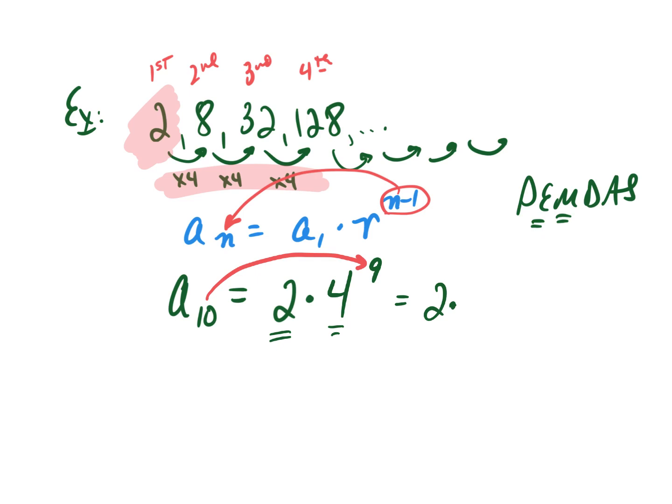Now, of course, 4 to the 9th is pretty tough, so I'm going to use my calculator. 4 to the 9th power is 262,144. And then when I multiply that by the 2, doing the multiplication second, my 10th term then is going to be 524,288.